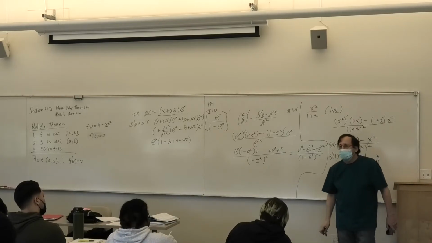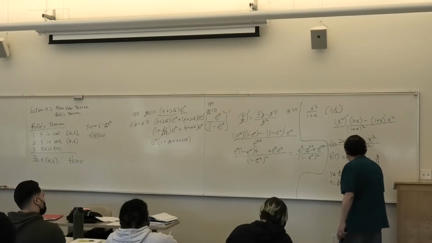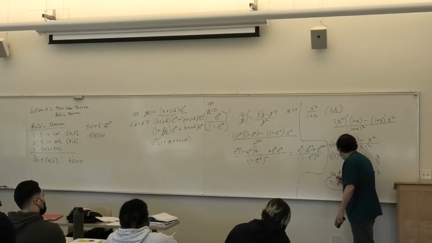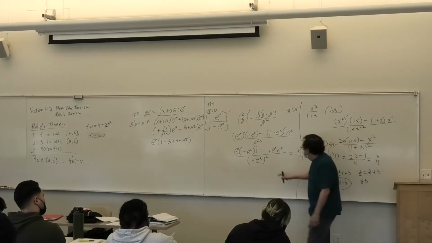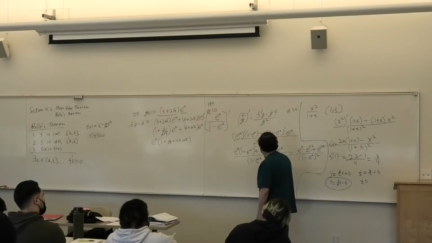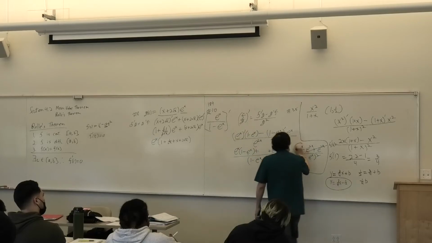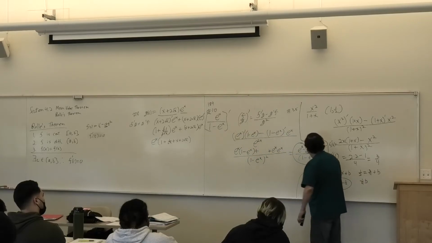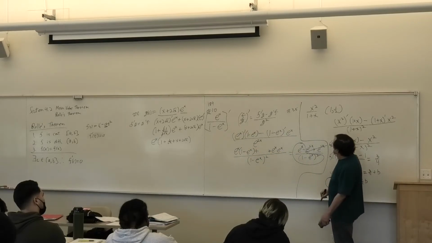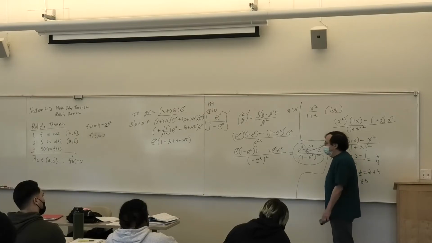Yes? Is the final answer for the one you just did before, or not for that one, but for the e to the x one, e to the x over 1 minus e to the x squared, is that the final answer? Because the grader marked that wrong on the homework. Oh. Well.